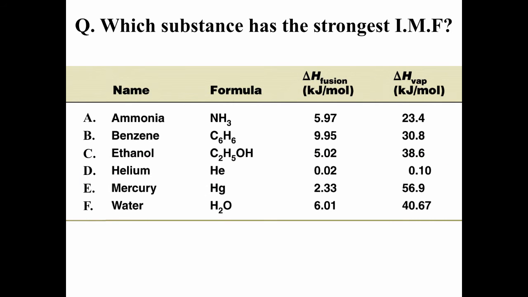Now, if instead the question is which substance has the strongest intermolecular forces, then again, we can look at the formulas of the compounds. We can predict intermolecular forces based upon type of intermolecular force due to the structure of the molecules. And if we have delta H of fusion and vaporization values, we can, of course, use those as measures of strength of intermolecular force. So think about it a moment, make your prediction of answer.